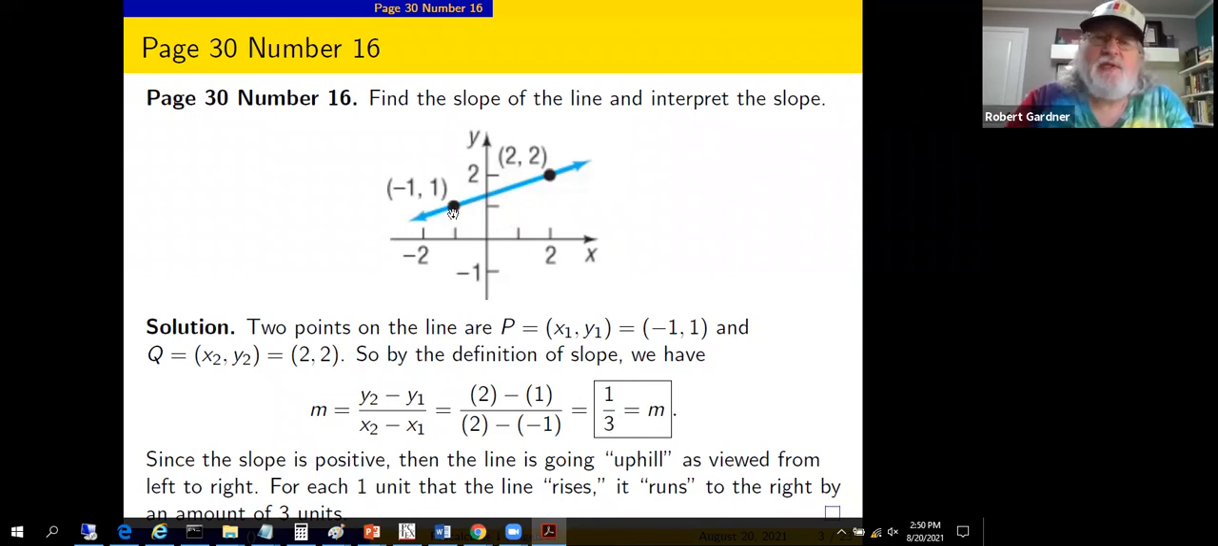In fact, if you look at these points and you go 1 unit up, rise, you'll have to go 1, 2, 3 units to the right, run. Rise is 1, run is 3. So we get that little ratio of 1 up and 3 over, 1 up and 3 over, and so forth, to find more points on the line if you wanted to. So there's a computation of a slope, and there's an interpretation of what it means.